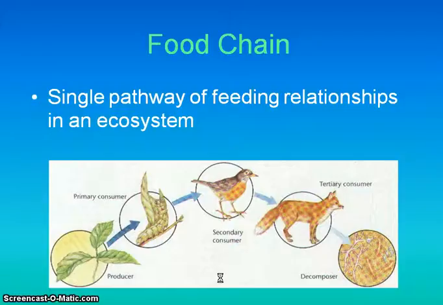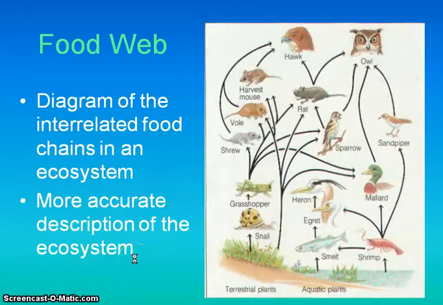A food chain would be a single pathway of feeding relationships in an ecosystem. So it generally shows one thing eating another, and so on. A more realistic way to look at it is through a food web, which is basically a whole bunch of food chains that are interrelated. So it's more accurate because we generally don't just eat only one thing. You can see how there's many connections here. Then the arrows point to the organism that is doing the eating.